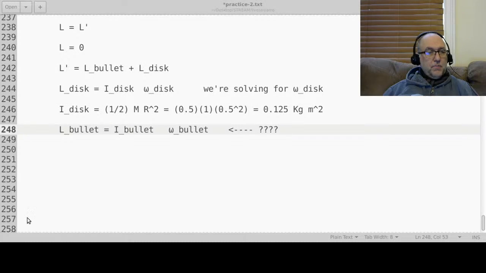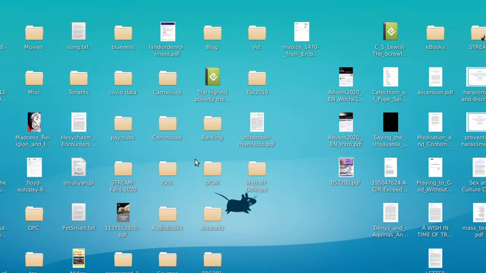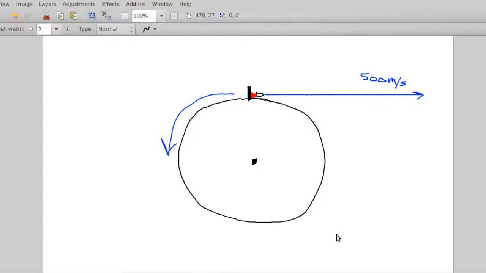If you go back to the picture, the bullet's moving in a straight line after, right? So after the explosion, it's moving in a straight line. And you go, if it's moving in a straight line, how does it have any kind of angular velocity? And also, how does it have any kind of moment of inertia?